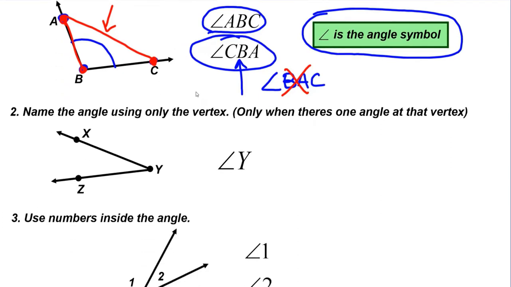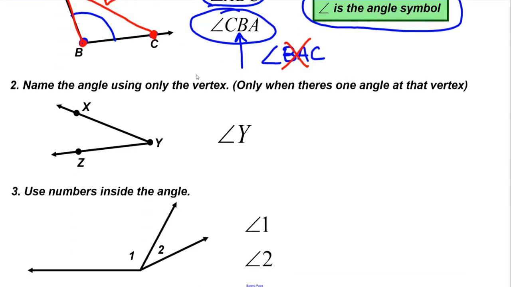The second way to do it is a simplified version of it, and that's just to name the angle only using the vertex. And we can only use this in one specific case, and that's when there's only one angle at that vertex. So if this is the only angle in the diagram, there's only one angle to name, we can just name it by its vertex. So we can call this angle Y because there's only one angle here that I'm referring to, so I don't have to say XYZ or ZYX because there's only one angle, so I'll name it by its vertex. So I can say angle Y.